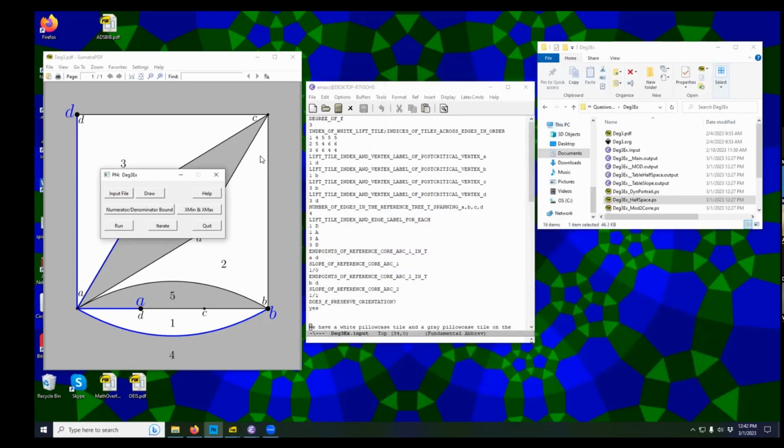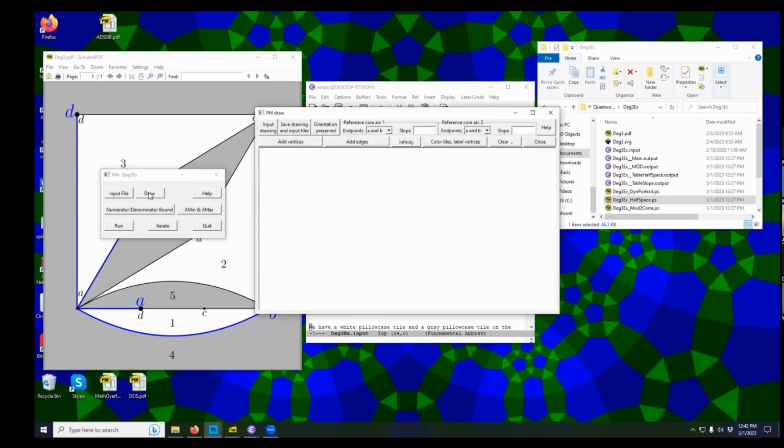So that's input method number one. Let's move on to input method number two. Input method number two is to draw the lift complex electronically. Let's go to the button labeled draw, and we click on that, and this appears. We're going to draw the lift complex on this white screen.